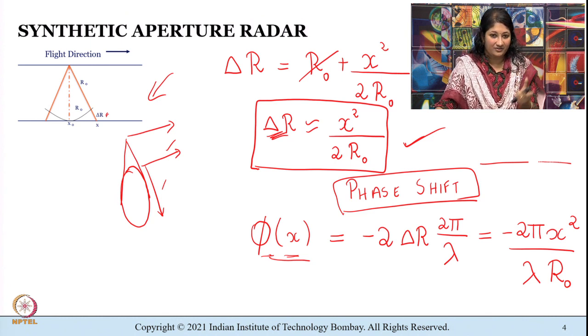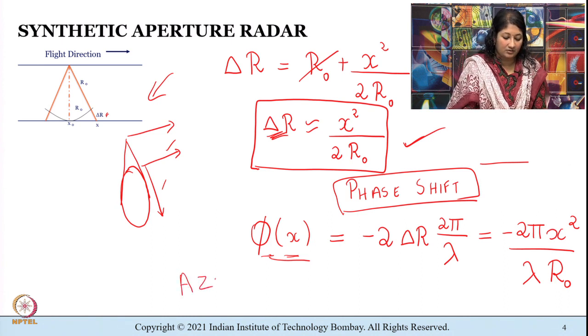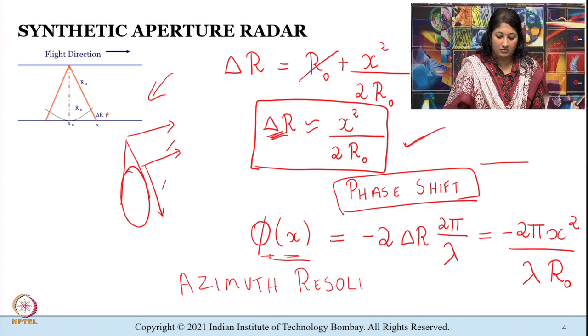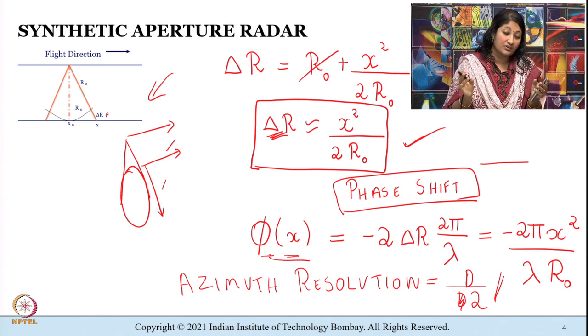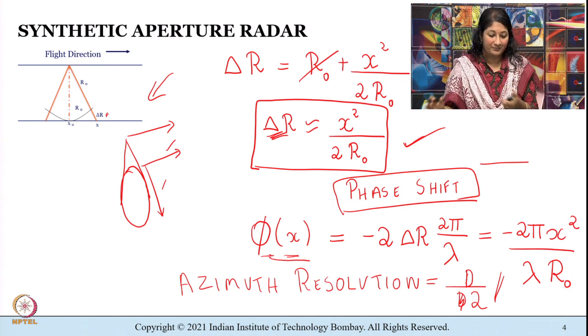Okay? Let me try to repeat. The best possible resolution that can be achieved by a synthetic aperture radar is when the azimuth resolution is one half the length of antenna, one half D by 2. So, we will see the derivation shortly, but for now I want you to understand the relationship between azimuth resolution and length of antenna, okay. Alright, so this was just to give you an overview of the synthesis of aperture in a synthetic aperture radar.